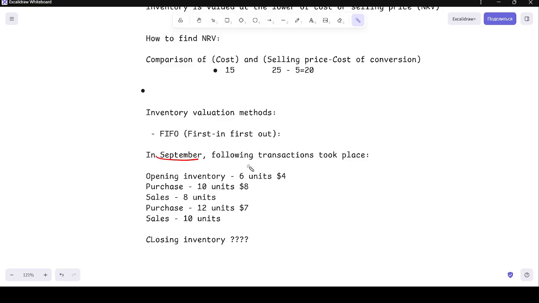In September, the following transactions took place. We had the opening inventory of 6 units, which cost $4, purchased 10 units at $8, sales of 8 units, purchased 12 units at $7, and sales of 10 units. How much will be our cost of sales?